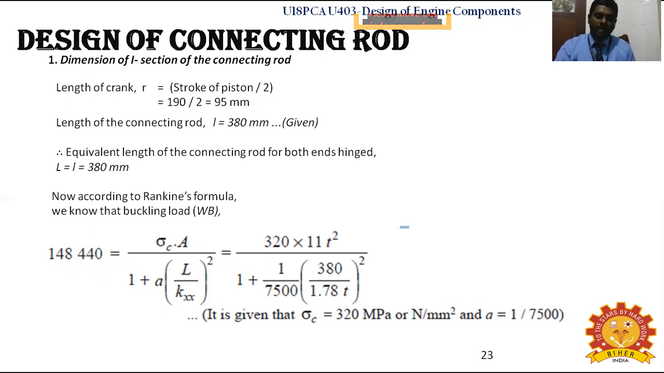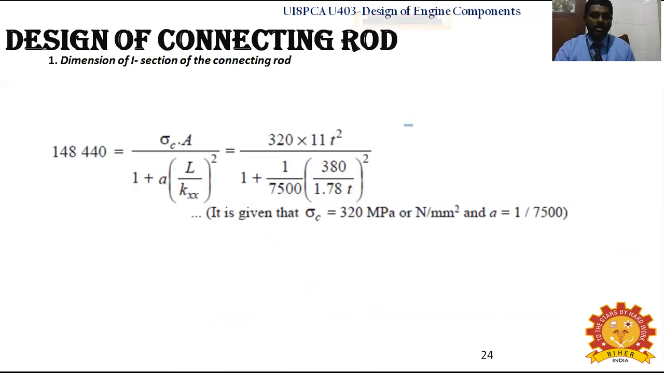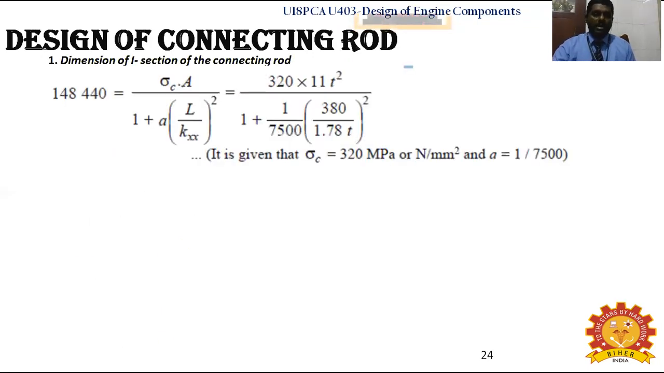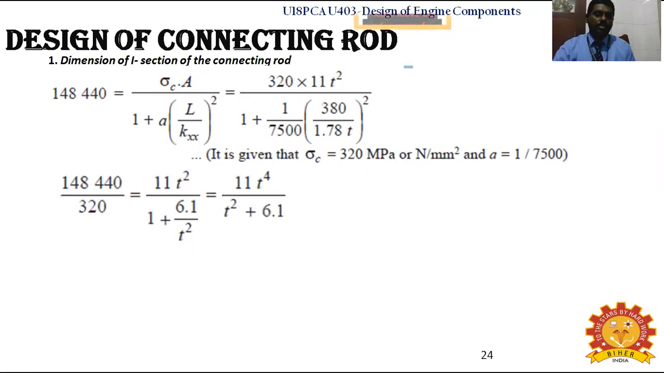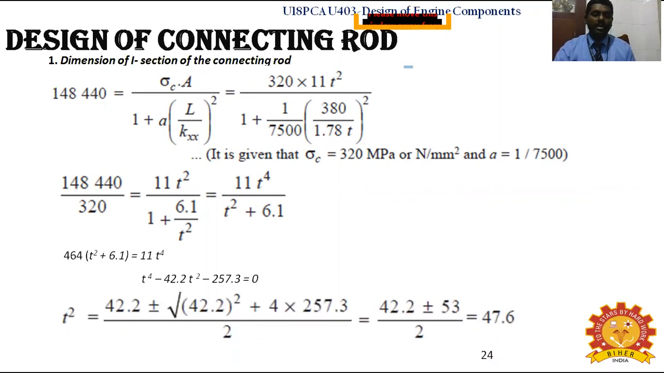Once t is identified, then you can substitute that for the identification of width as well as the height of the I section. So now you are making a calculation. By the calculation, you will be simplifying it into a quadratic equation. So you can keep x value as t square, so that you can make out what the t square value is. From that you can identify what the t value will be.